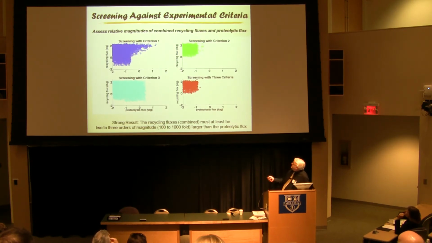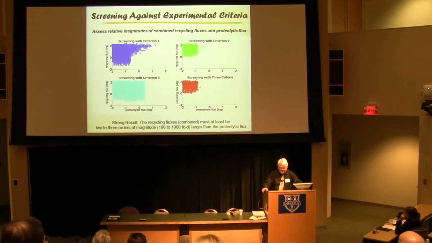Okay, so that's what this says, because here the proteolytic flux is something like minus 1.5 in log 10. Here we have something like 1 to 2 in log 10, so you have your 2 to 3 orders of magnitude. That's a very strong result, because we don't know much about these parameters at all. And it says, you can only satisfy this experimental criteria if you do this.